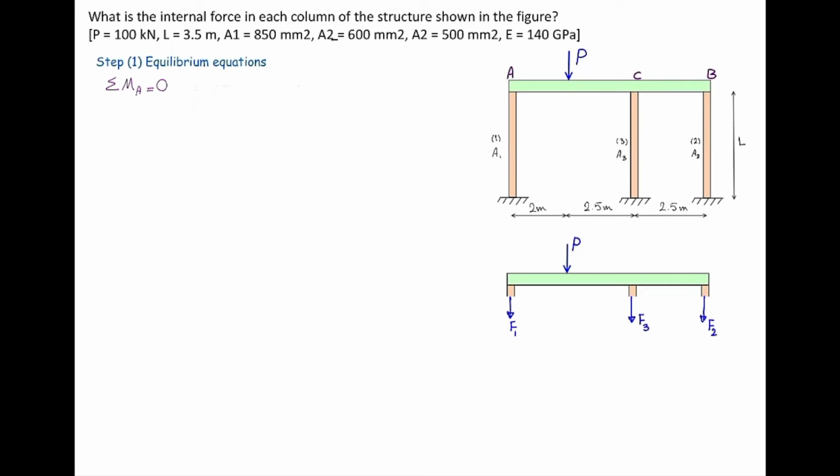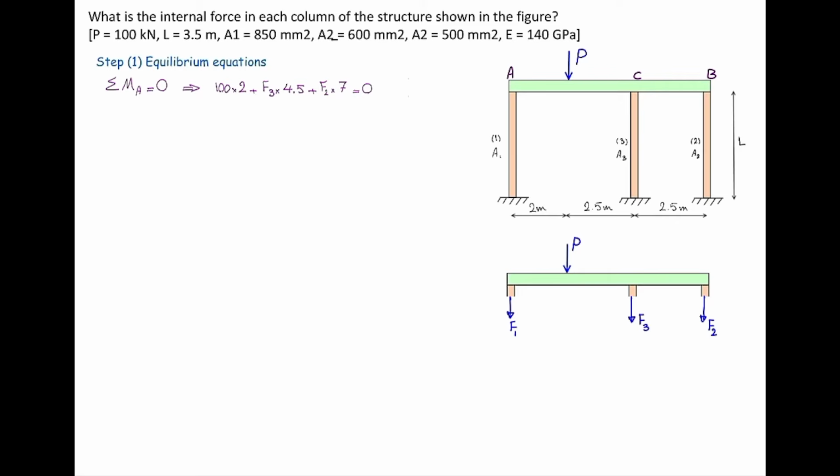Now, if we write down the sum of the moments about A, F1 is cancelled, P is given, but there will be two unknowns, F2 and F3. So let's plug in the values. P is 100, multiplied by 2, plus F3 multiplied by 4.5 meter, which is distance of C to A, plus F2 multiplied by 7 meter, which is distance of B to A. And that's going to be equal to 0.